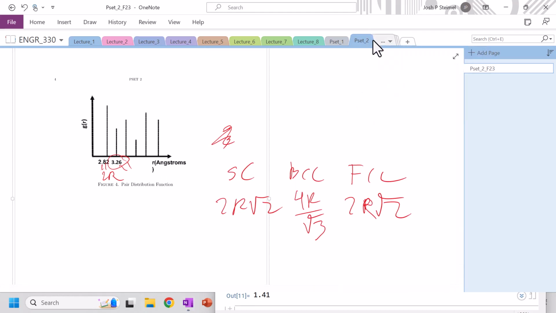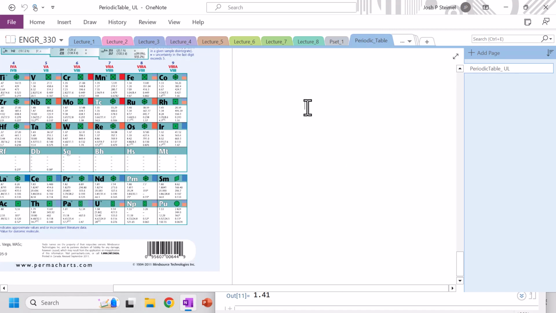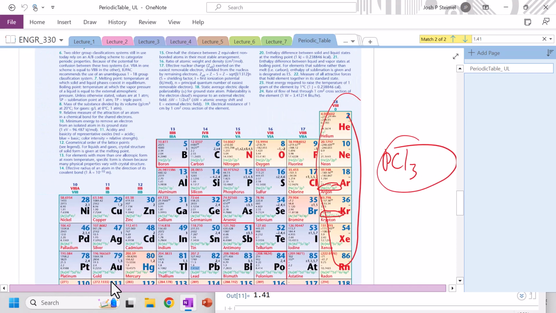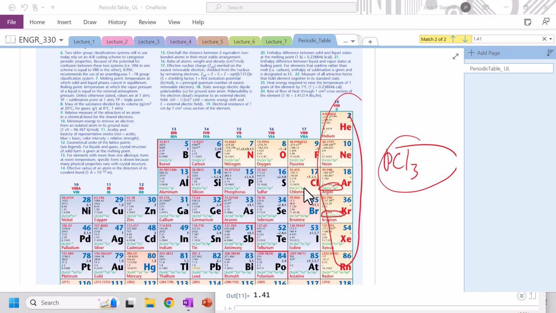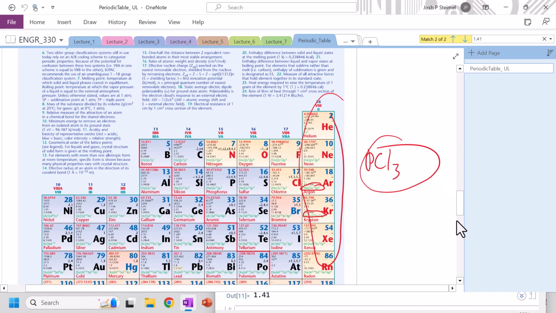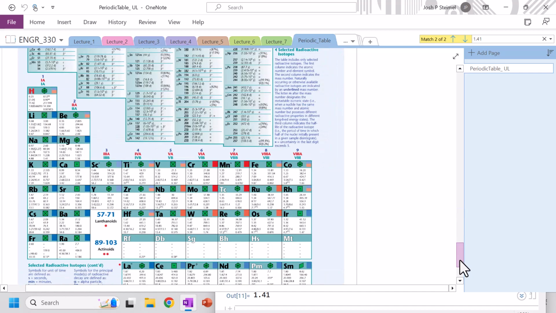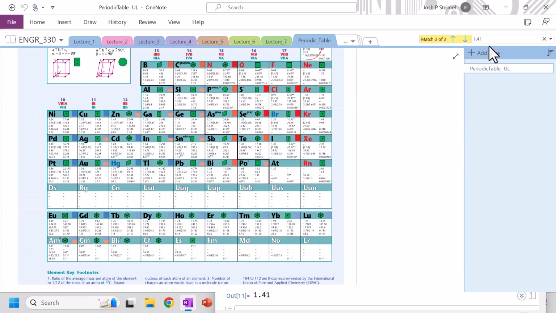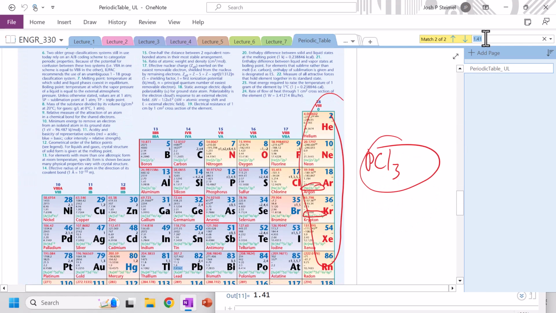Where is my periodic table? I'm going to use a trick some student showed me, 1.41. Bang. Where are we at? Sorry, let me move some things around here. Where's 1.41? Where is it showing me? Let's go ahead and look at it ourselves. So, where are you? Come on, 1.41. There's got to be some more than 2.